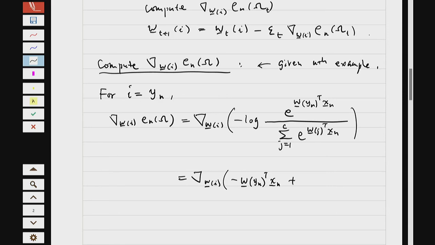xn, like this. And then I have plus here because the minus signs cancel out. So log of summation j equal to 1 to c, e to the wj transpose xn, right?